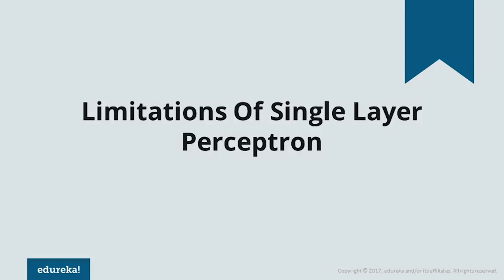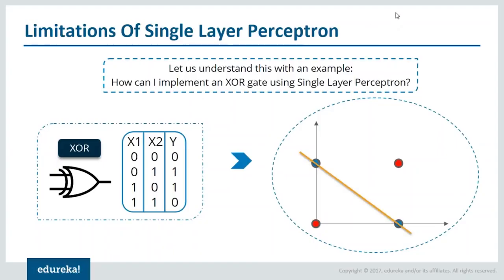So now there are certain limitations of the single layer perceptron. Let us understand that with an example. If I can recall, somebody asked the question, how can we implement an XOR gate using a single layer perceptron? So let us see if we can do that or not. We have an XOR gate here, and this is the truth table. According to this truth table, if any one of the inputs is high, then the output is high. If both the inputs are low, the output is low. And if both the inputs are high, the output is low.